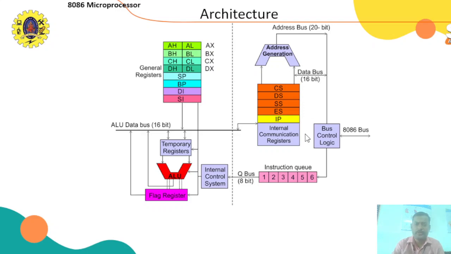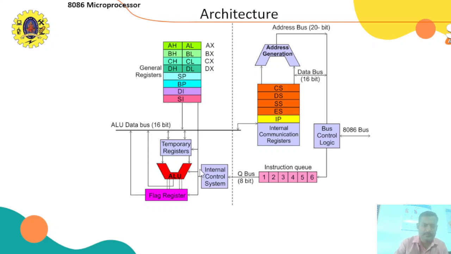The BIU takes the instruction from the memory, fetches it, and puts it in the queue. It continuously takes the next instruction and puts it in the queue. The execution unit takes the data from the instruction queue, decodes it and starts executing it. Only fetching and giving the data is the BIU's work, and the execution and storing will be taken care of by the execution unit.